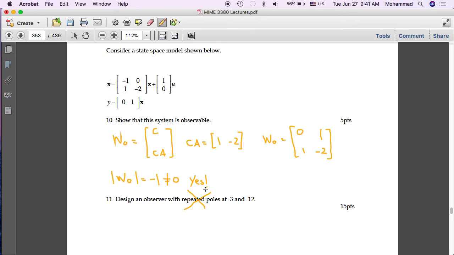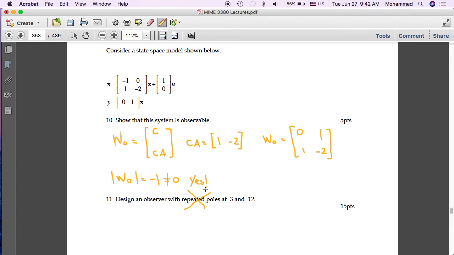So let's start with the observability matrix. This is a second order system. The observability matrix will have the same dimension as matrix A, so it's 2 by 2. The highest power of A that it will include is power 1. C is the first row of the observability matrix, and C times A would be the second row.